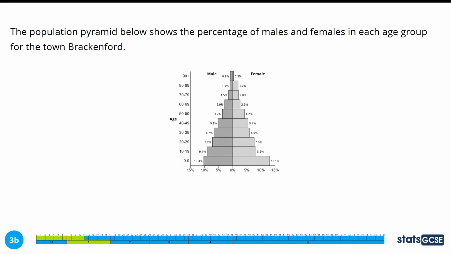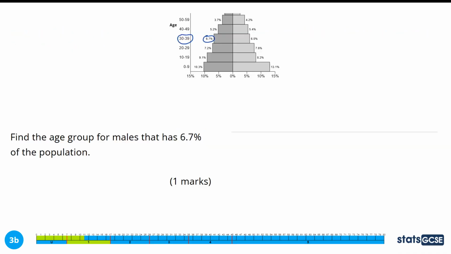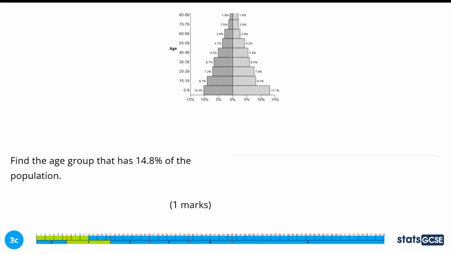Looking down the left hand side of the population pyramid, we can see that 6.7 is here, which is the ages 30 to 39. So our answer is 30 to 39. Find the age group that has 14.8% of the population.